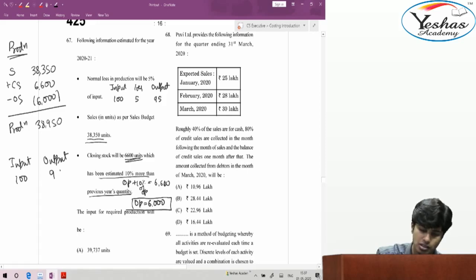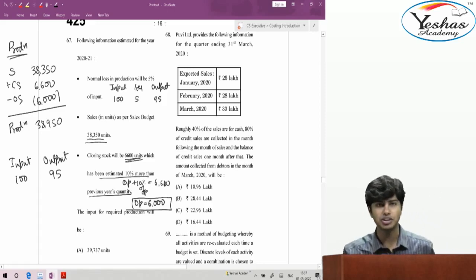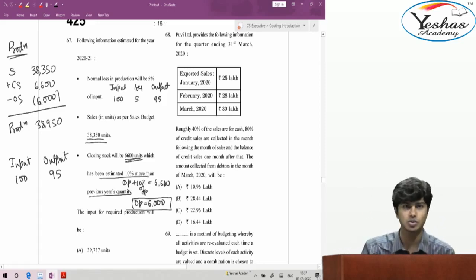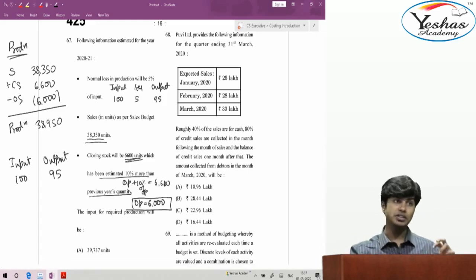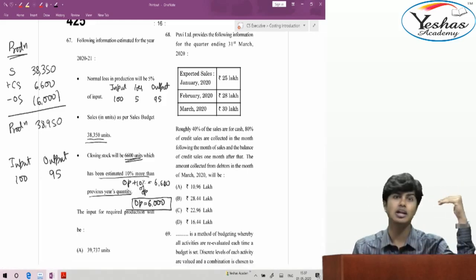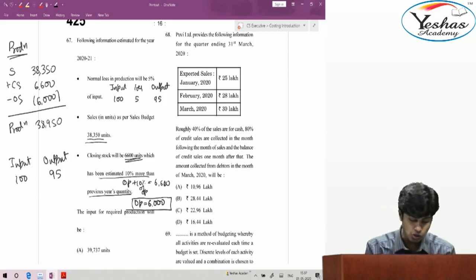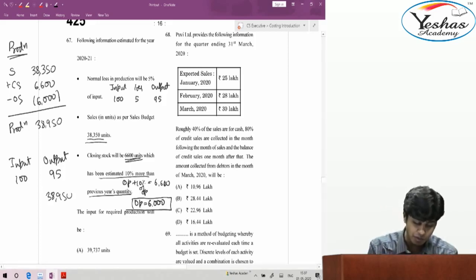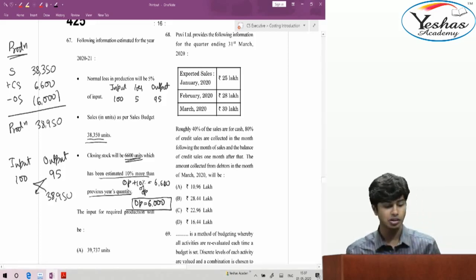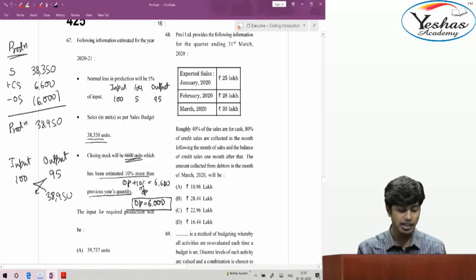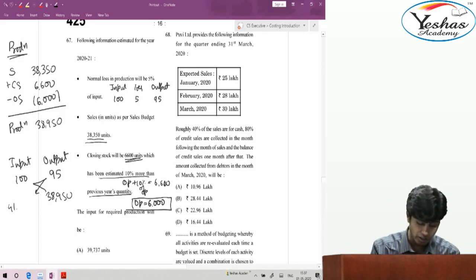So we have discussed here that to get output, if input is 100, output is 95. It is not like you start production of 38,950 units and you will get 38,950 units as output. No, you need to start producing more so that after the normal loss you'll have 38,950 units left with you. So you need output of 38,950. So how much should be your input production? Basically we do cross multiplication. 38,950 multiplied by 100 divided by 95 will give you the answer: 41,000 units of production should be started by you.